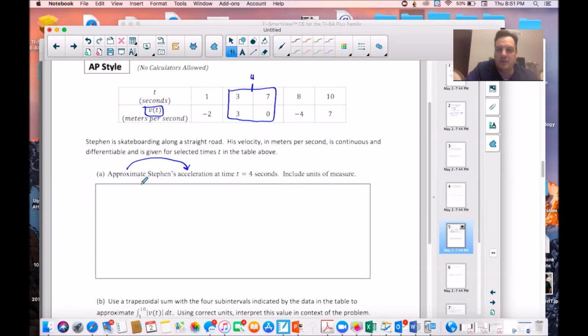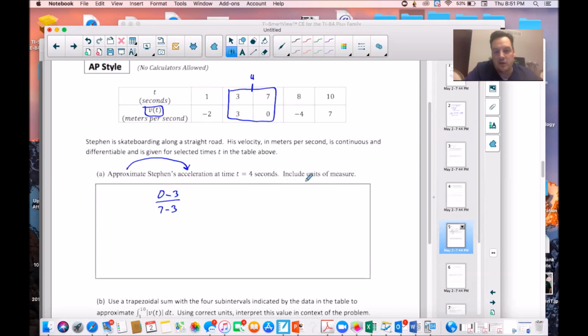but when they say approximate, they want the best reasonable approximation. So in this case, we would say 0 minus 3, remember y2 minus y1, over 7 minus 3, x2 minus x1. And then we don't need to simplify this, so I'm going to leave it like this. We can leave things with numbers.